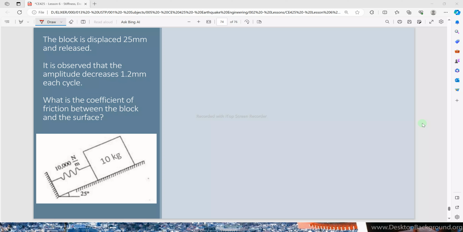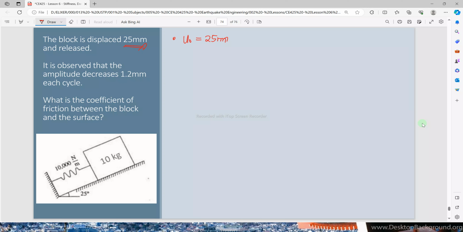We are already on our last problem now for this free vibration response sample. We have here a block displaced by 25 millimeters. So this is our initial displacement, u naught is equal to 25 millimeters.